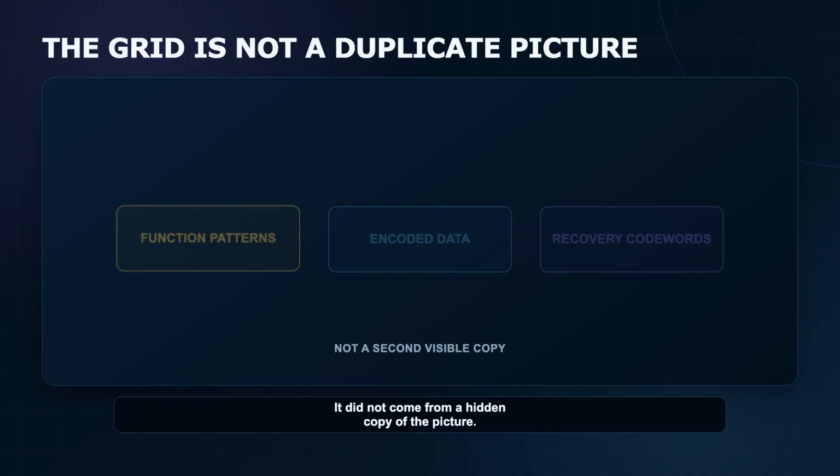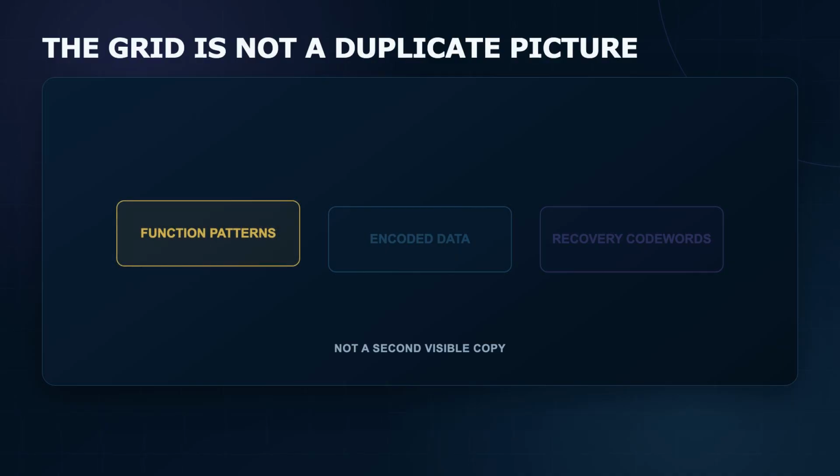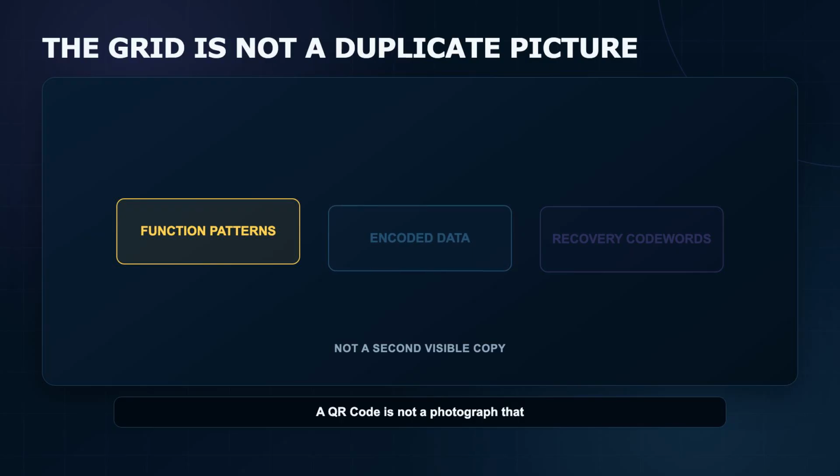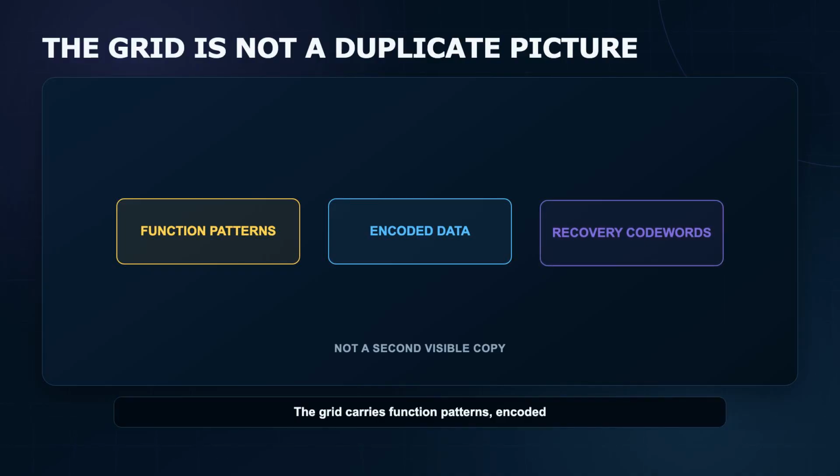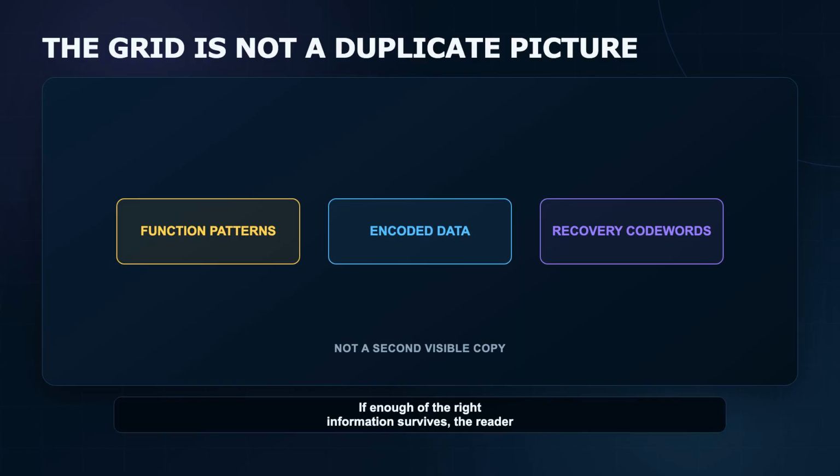It did not come from a hidden copy of the picture. A QR code is not a photograph that a reader recognizes by resemblance. The grid carries function patterns, encoded data, and mathematical recovery information. If enough of the right information survives, the reader may reconstruct damaged code words.